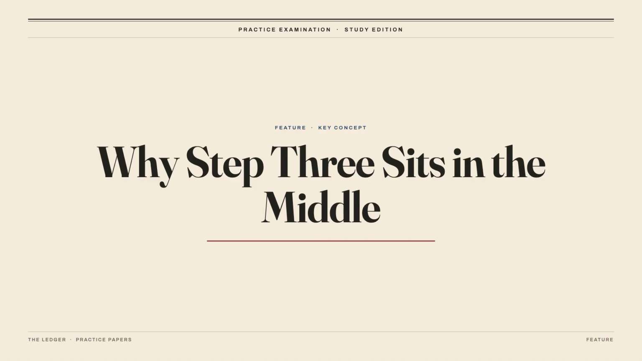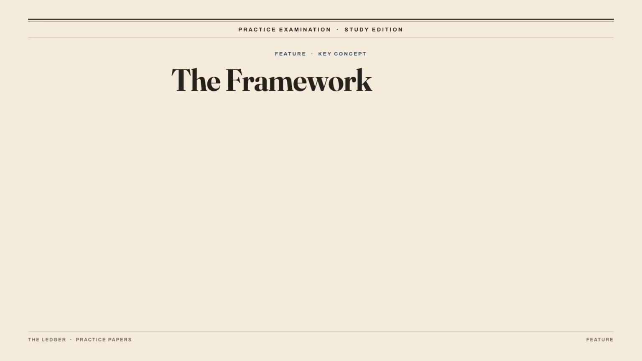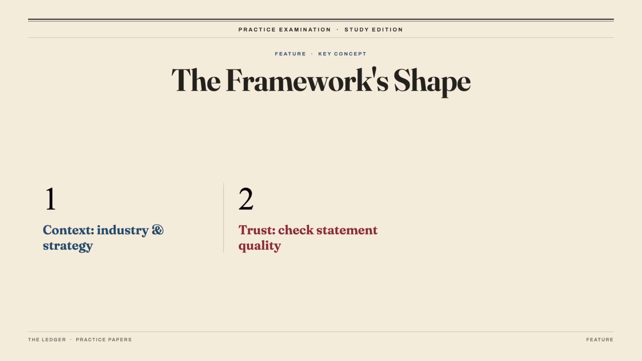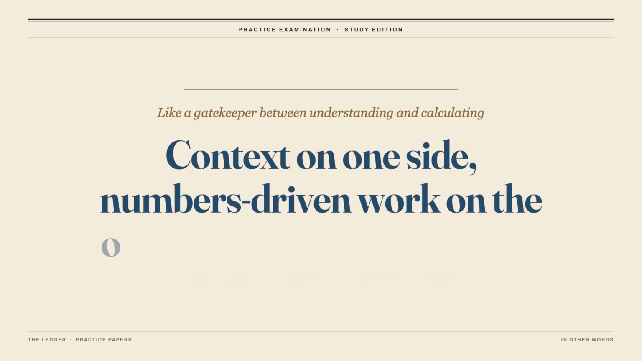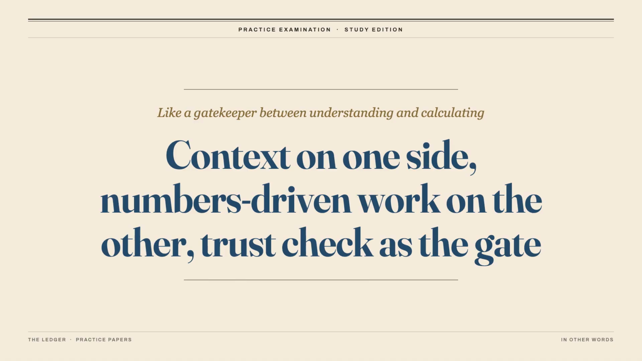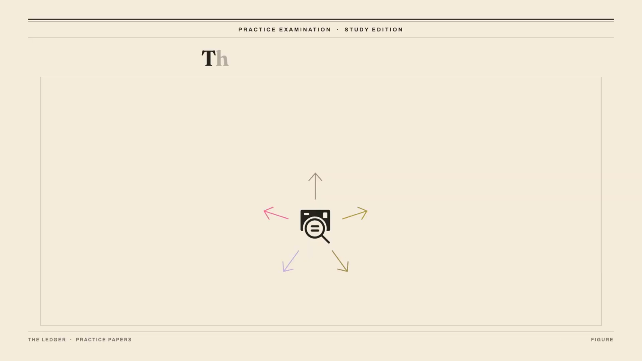Let's look at why the quality check sits exactly in the middle. The opening steps build context about the industry and strategy. A single middle step checks whether the data can be trusted. The closing steps turn that trusted data into performance diagnosis, forecast, and evaluation. The trust check can't come first because judging numbers means little without industry context, and it can't come later because every step after it treats the reported figures as raw material. Feeding it unvetted numbers poisons everything downstream.